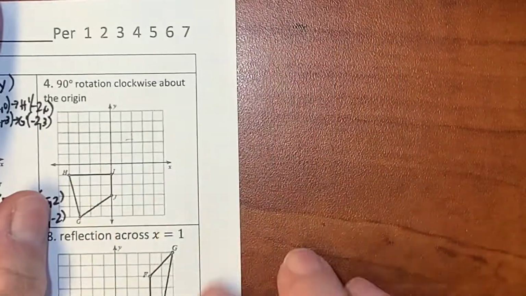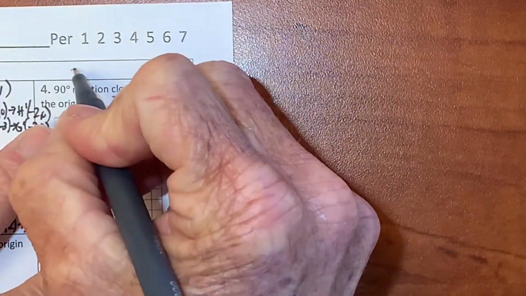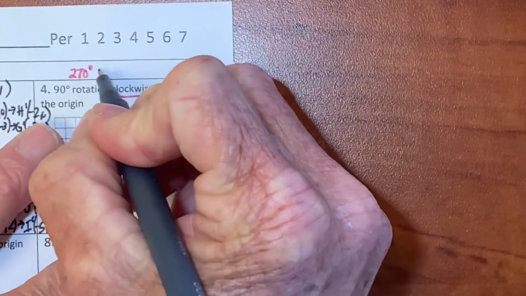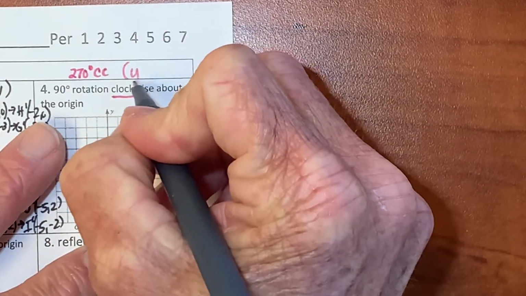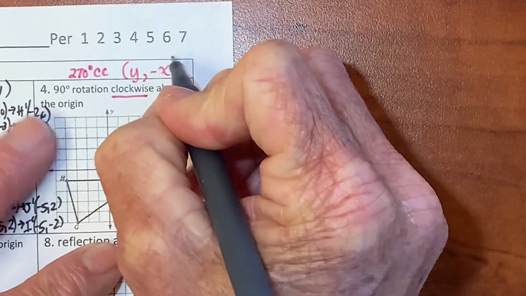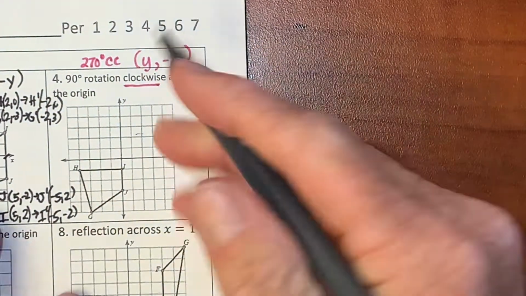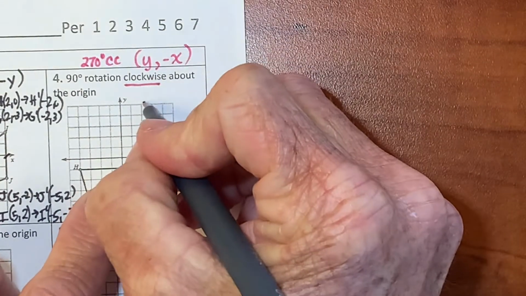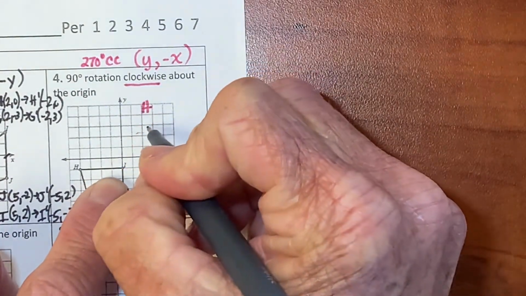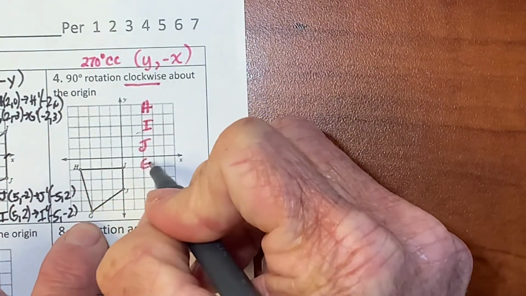All right, a 90-degree clockwise rotation is the same thing as a 270-degree counterclockwise rotation. And that rule says y comes to the front and stays the same, x goes to the back and changes signs. 90-degree clockwise is going to put it here, so I will have room to write. So we need to do H, I, J, and G.